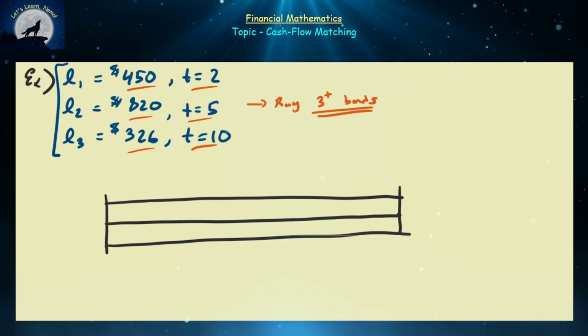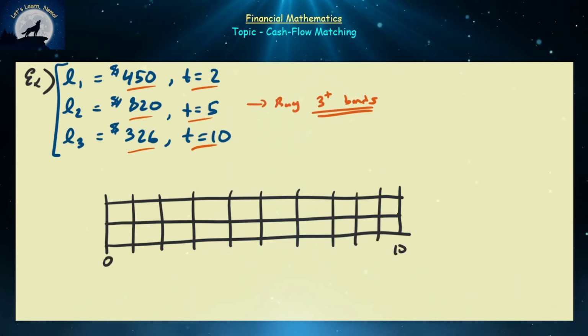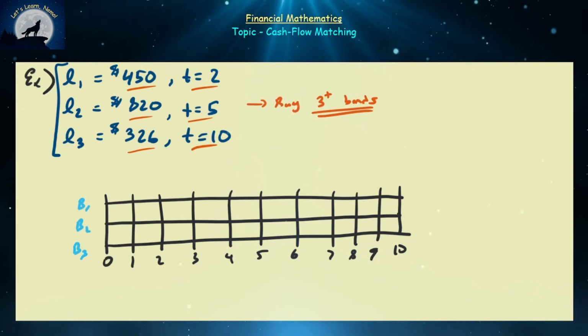Right? So that's going to be t is equal to 0, and then we're going to have 1, 2, 3, 4, 5, 6, 7, 8, 9, and 10. 1, 2, 3, 4, 5, 6, 7, 8, 9, and 10. And then we're going to be having bond 1, bond 2, and bond 3. So what is going to be the cash flow sequence on each of these timelines?